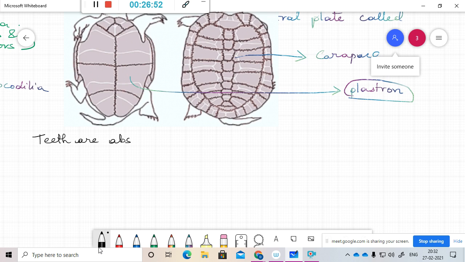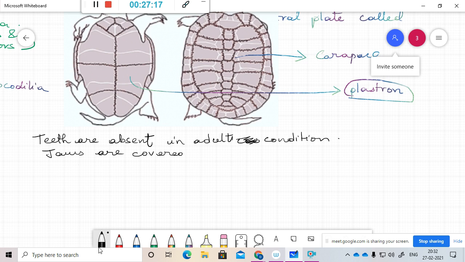Teeth are absent in adult condition. And the jaws are covered by sharp horny plates that serve the function of the teeth. Ductus arteriosus present.